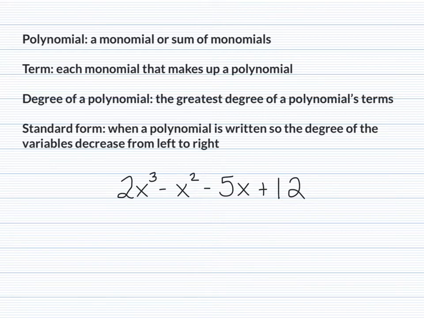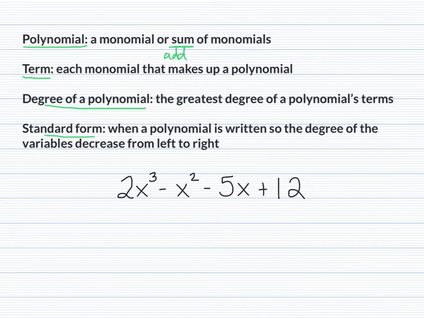So next up we have some more vocabulary. So if you look, polynomial is a monomial or sum, remember that means add, of monomials. Term, each monomial that makes up a polynomial. So that's how many terms there are. The degree of a polynomial is the greatest degree of the polynomial's terms. Whew, that's tricky. And then finally, standard form.